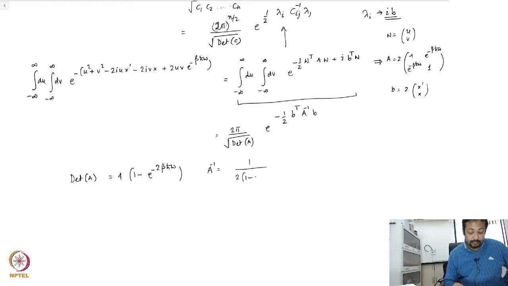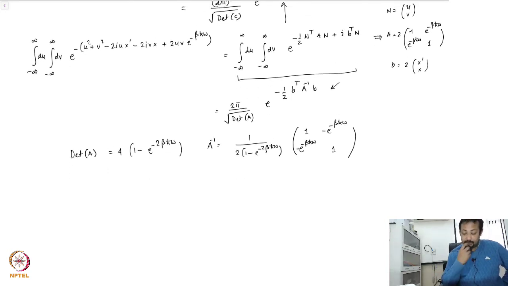half times 1 over (1 minus e to the power minus 2 beta h bar omega), and you will have 1 and 1 on the diagonal, and you will have minus e to the power minus beta h bar omega, and minus e to the power minus beta h bar omega off the diagonal. So note that this diagonalization that we did, we wrote down this result in this particular form because it's a symmetric matrix, invertible matrix.